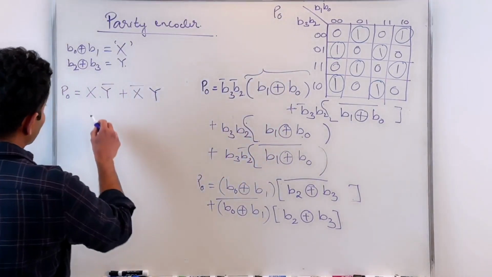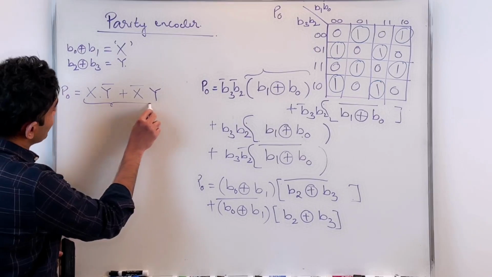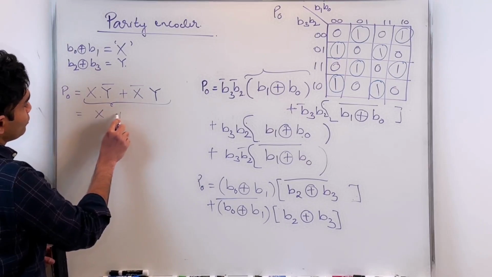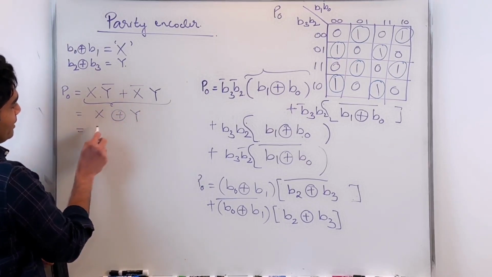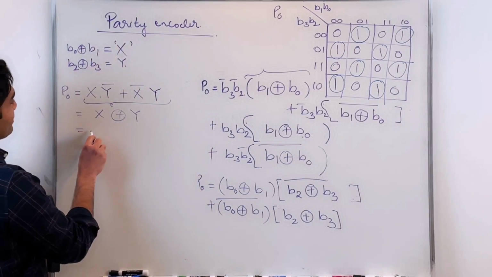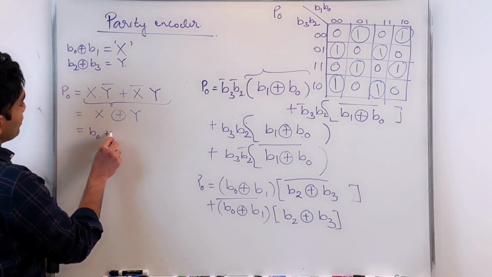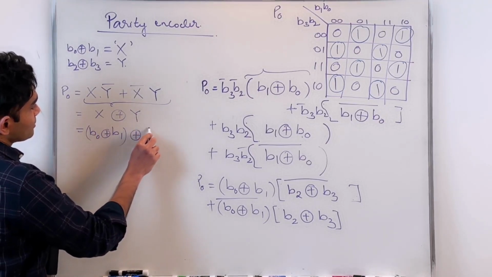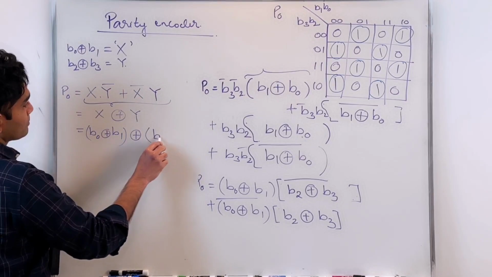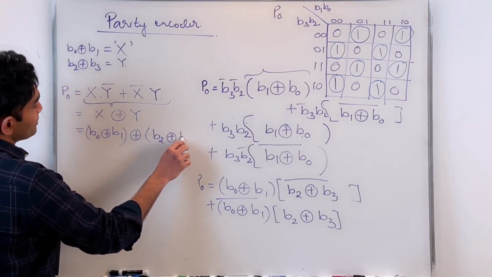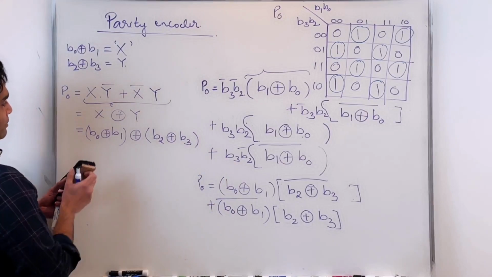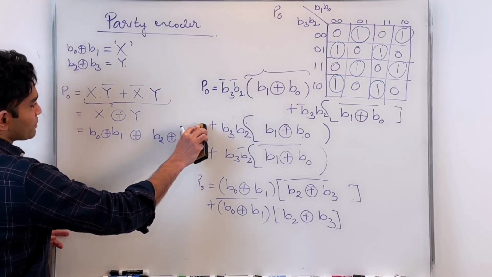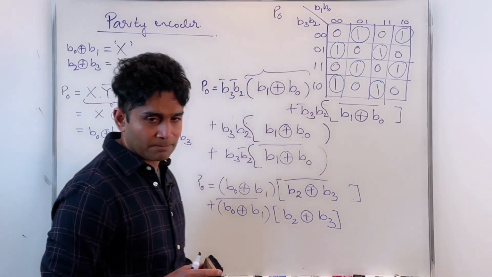What do I have? I have another exclusive OR operation between X and Y, XY prime plus X prime Y, which is nothing but X exclusive OR Y. Again, replacing X and Y values, X is B0 exclusive OR B1, that's how I defined X, exclusive OR with B2 exclusive OR B3. So I don't really have to have these brackets anymore. Basically what I end up with is a bunch of exclusive ORs between each individual variable.